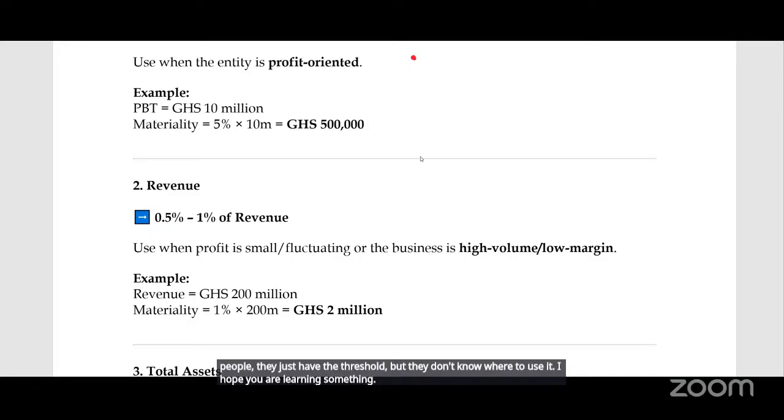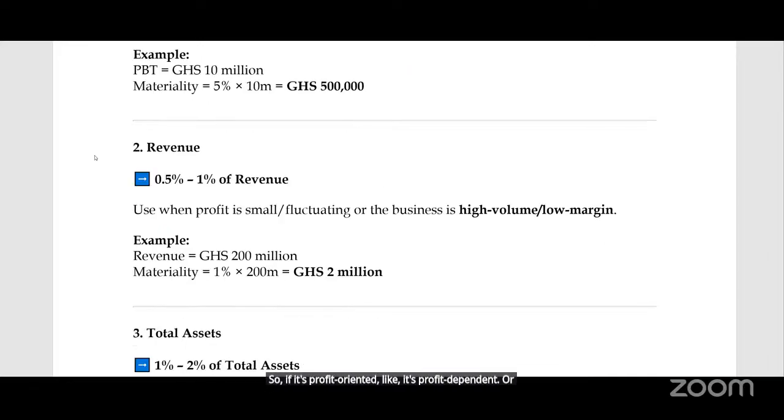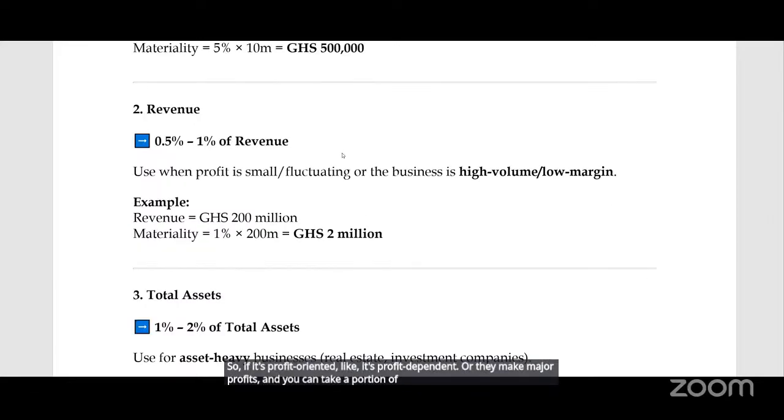So if it's profit oriented, like it's profit dependent, or they make major profits, then you can take a portion of the profit. And it even depends on the item, whether it's a P&L item or a balance sheet item, then you know what to take. But if it is high volume, low value businesses or low margin businesses, then you can take a percentage of revenue. So let's say 1% of revenue, right?